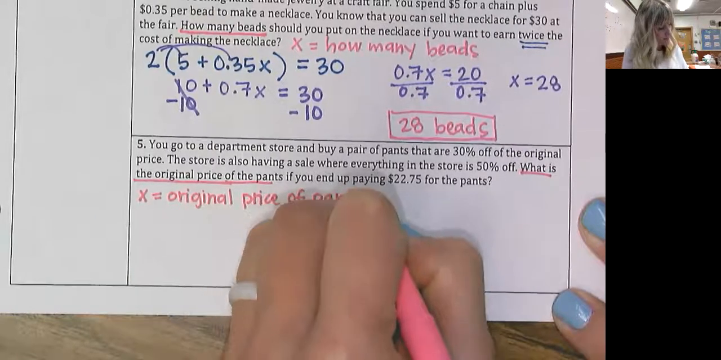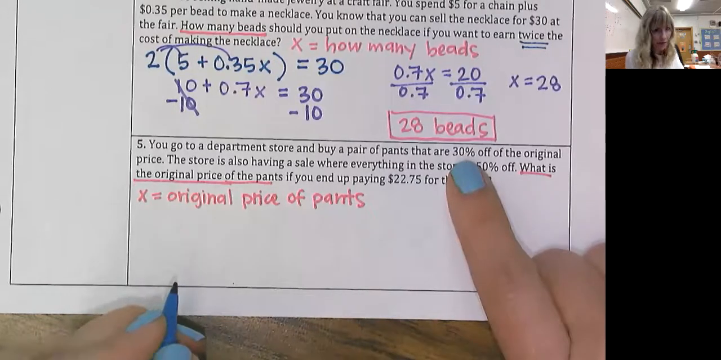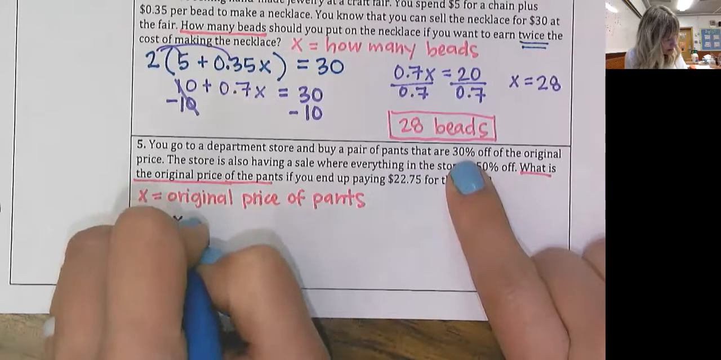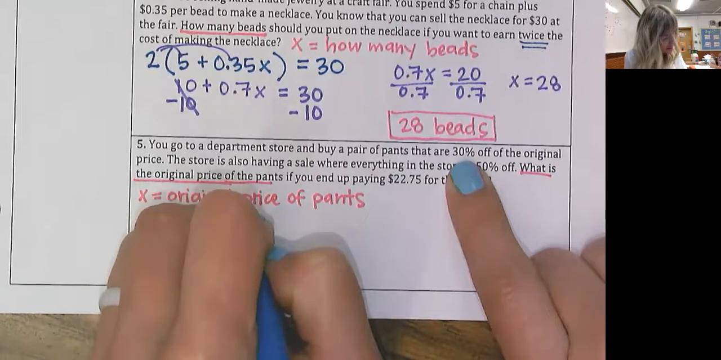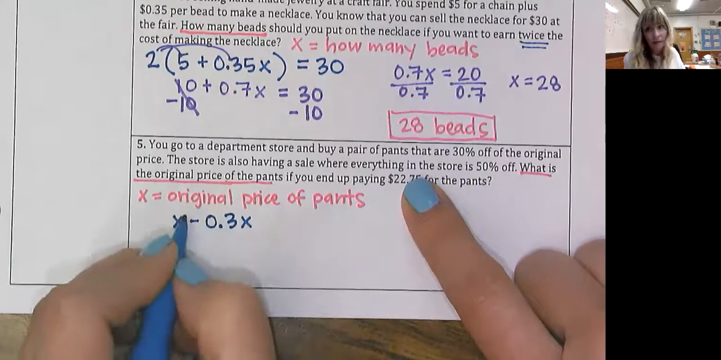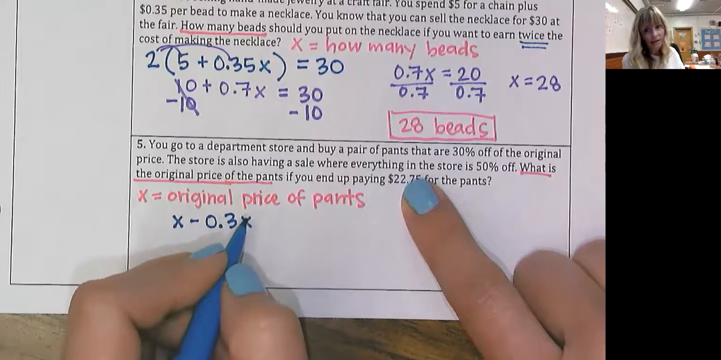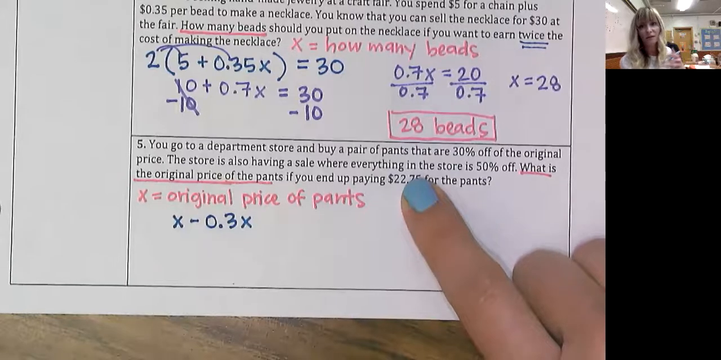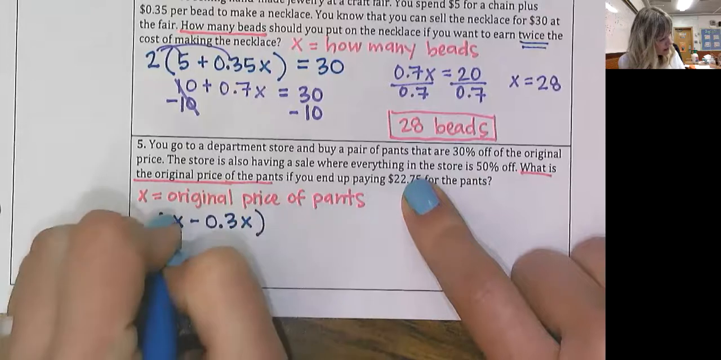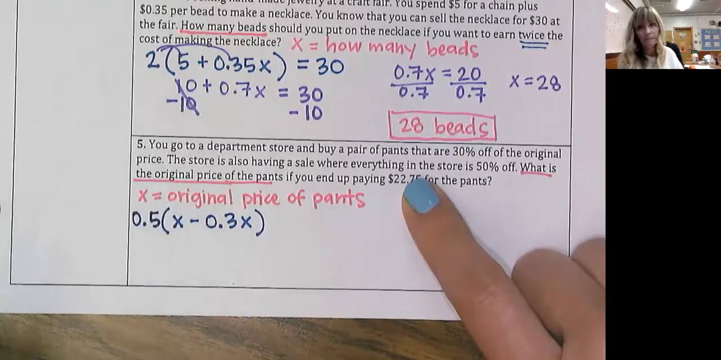of pants. Here's another thing I know. I'm pretty familiar with this. The pants are 30% off. Well, that looks like this. We've done this a lot, 30% off. But the store is also having a sale where after this happens, it's also 50% off. 50% is a nice number that you don't have to subtract. 50% off means you pay 50%, 50-50. So what I can do is take all of this and times it by 50%.